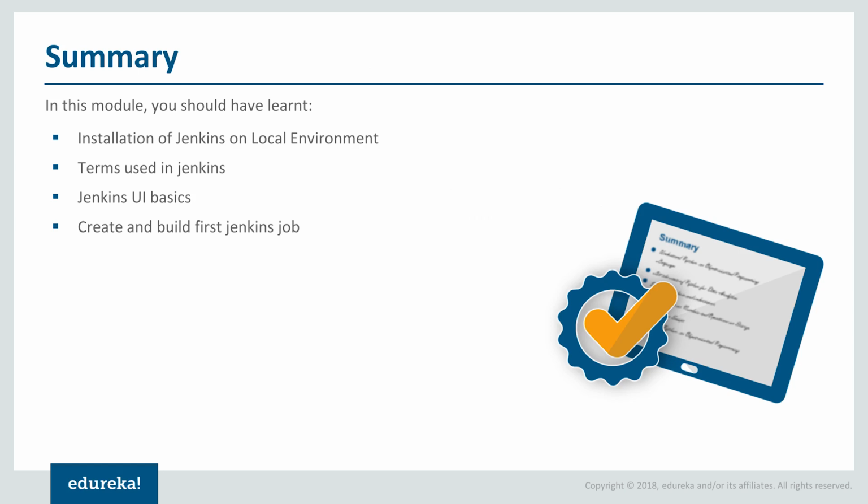So to summarize, in this module, what we have learned is, first of all, how to install Jenkins on our local environment. We saw the example of working on a CentOS machine as well as on an Ubuntu machine. Then we spoke about all the terms used in Jenkins, basically all the terminologies such as label, what is a job, what is a build, upstream and downstream projects, and things like that. Then we spoke about Jenkins UI basics, what exactly are the options available, what is Manage Jenkins, what are the options available inside that. We spoke about New Item, where to get the credentials, and all those things. And then finally, we created and built our first Jenkins job.